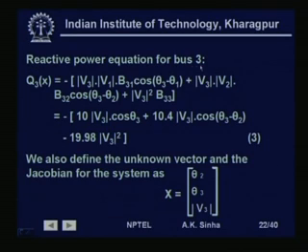And again the reactive power equation for bus 3 can be written in terms of Q 3 is equal to minus v 3 v 1 b 3 1 cos (theta 3 minus theta 1) plus v 3 v 2 b 3 2 cos (theta 3 minus theta 2) plus v 3 square into b 3 3. So, substituting again the values of b 3 1, b 3 2 and b 3 3, we will get this as minus 10 v 3 cos theta 3 plus 10 v 3 cos (theta 3 minus theta 2) minus 19.98 v 3 square.